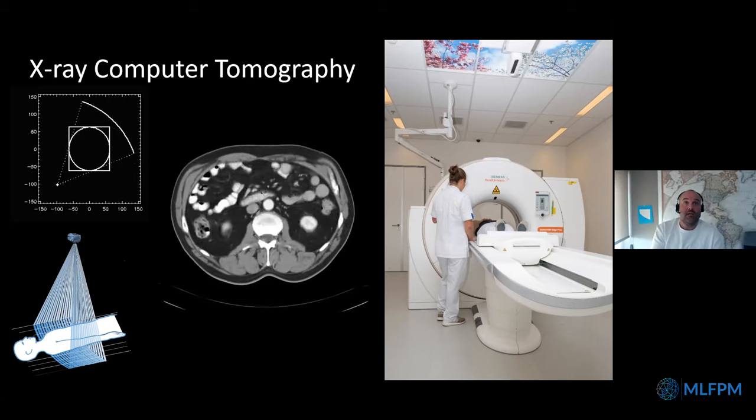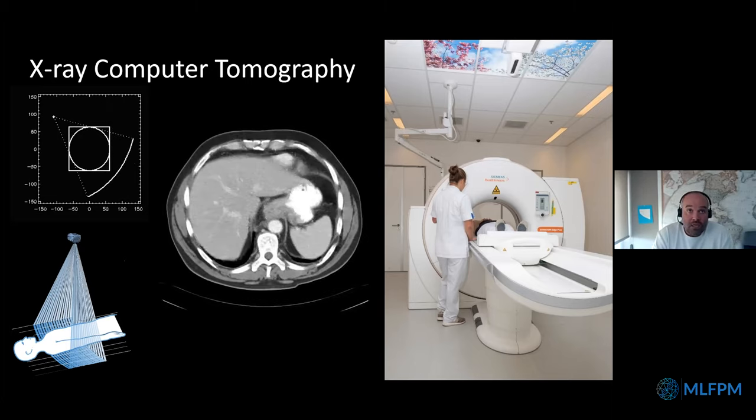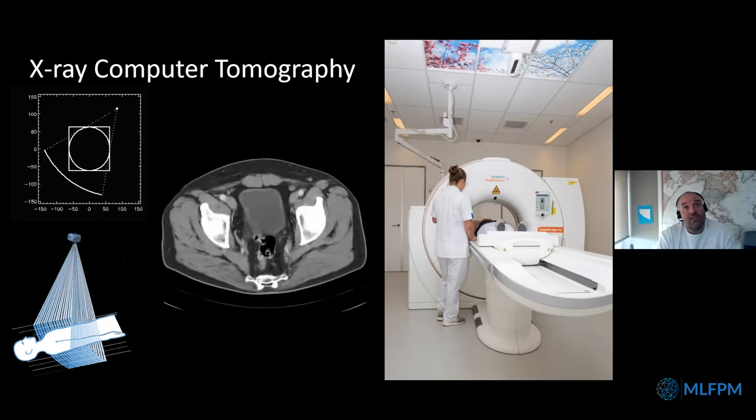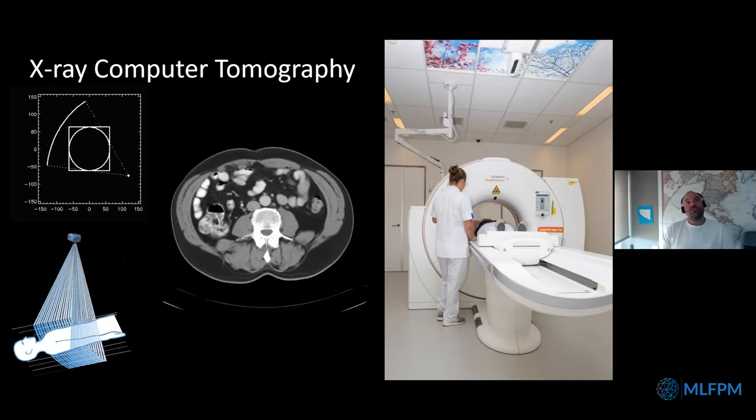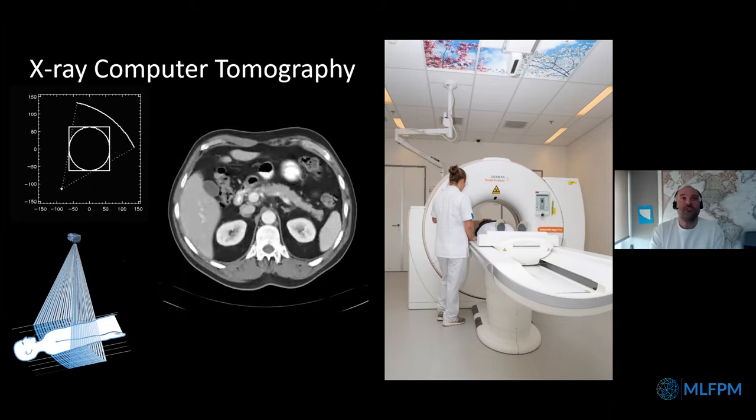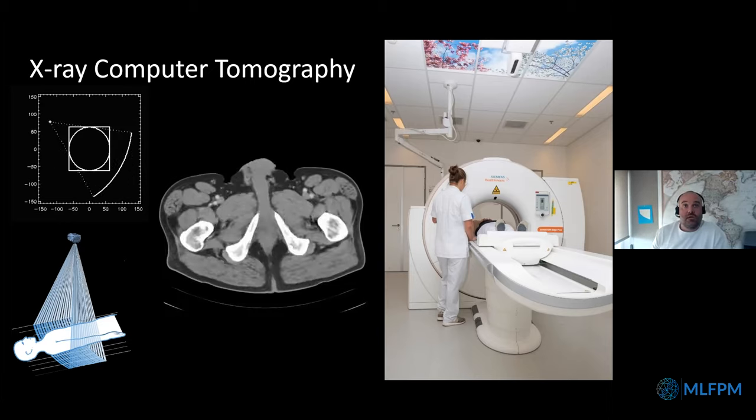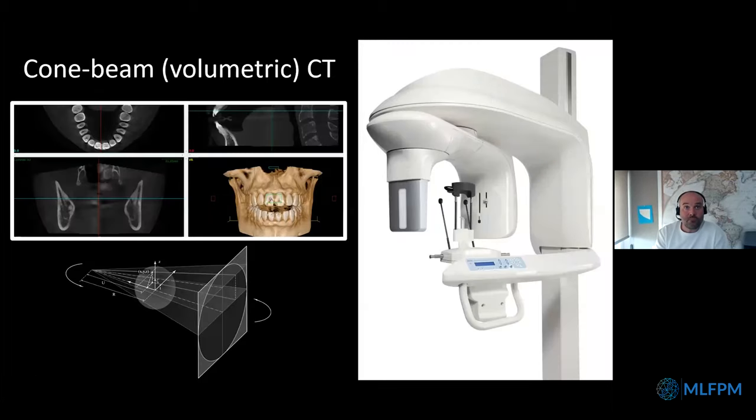And here, depending again on the tissue, like bone tissue is absorbent and soft tissue less. So the intensity changes are going to display different types of soft tissue and hard tissue of the internal body.